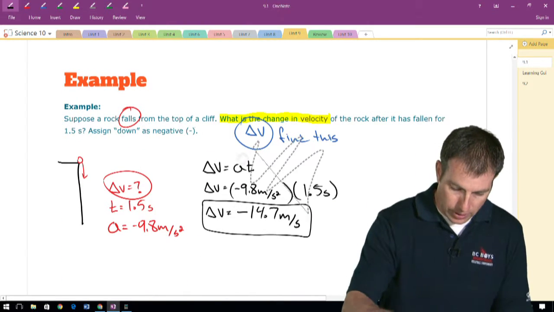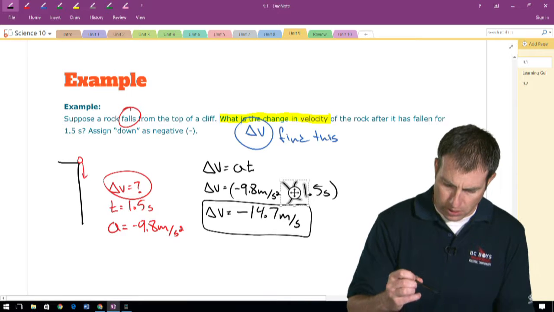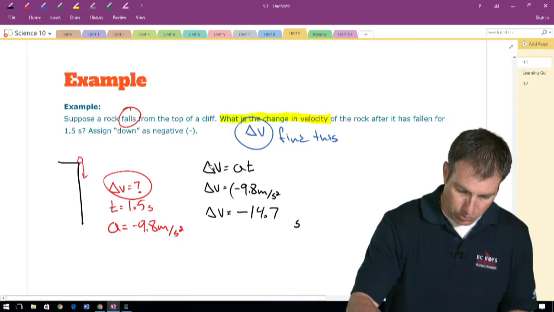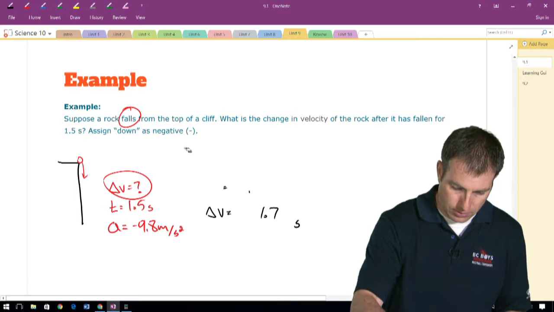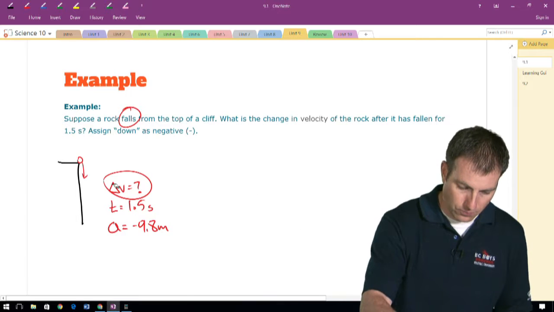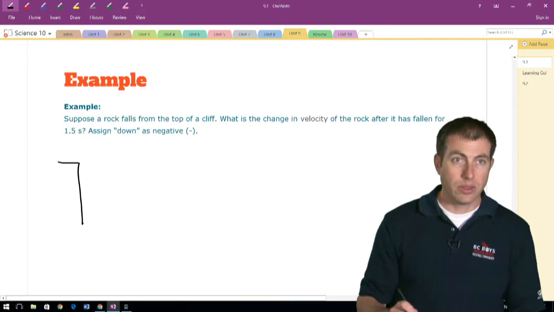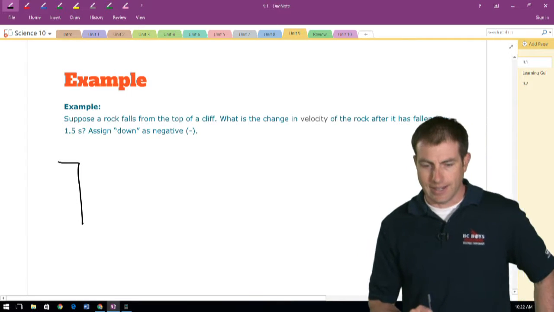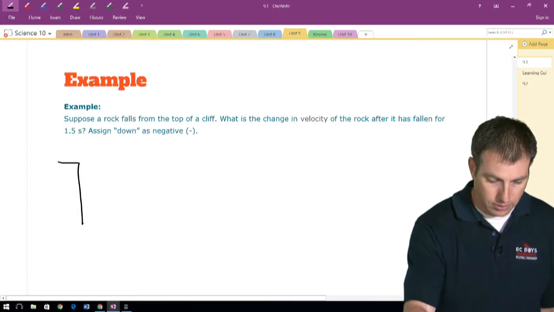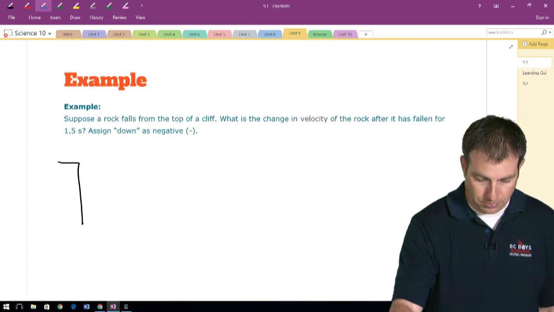As it turns out, I mentioned that objects near the surface of Earth will accelerate towards Earth. So on Earth, the acceleration due to gravity is negative 9.8 meters per second squared.